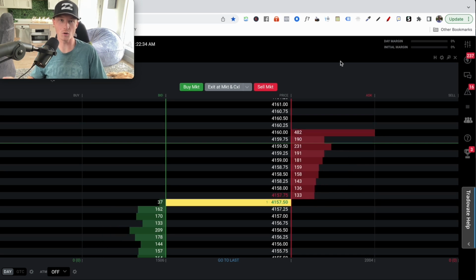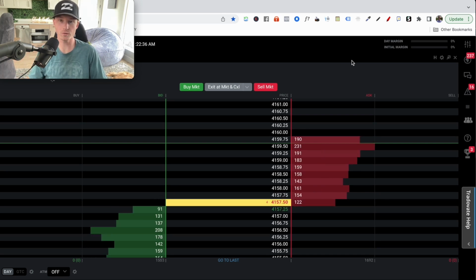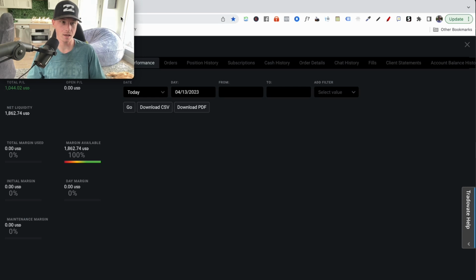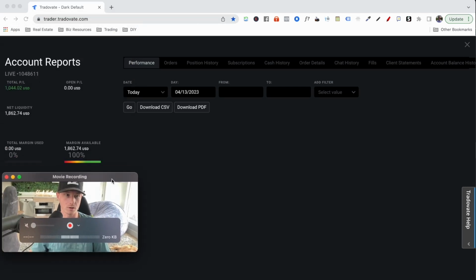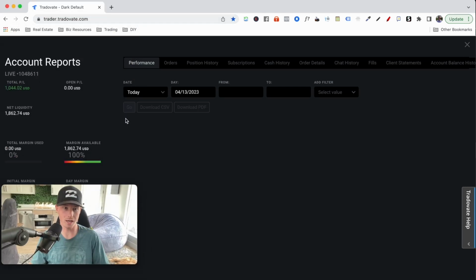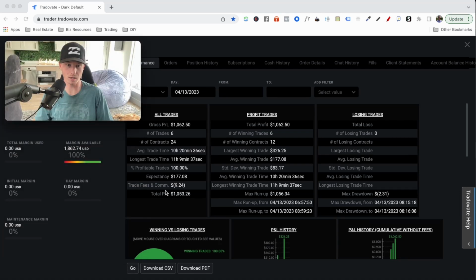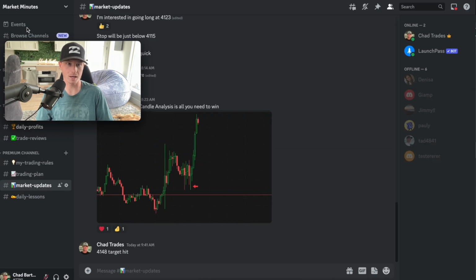So anyways, as always, let's just show some proof of my actual trade today. So if we go to today, as we can see, we made around $1,053. So anyways, that was the actual trade. I only took one trade today. So anyways, let's go ahead and go over my plan I had today.